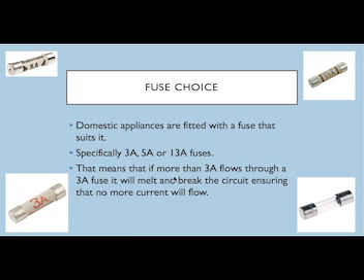So we use different types of fuses. Domestic appliances are fitted with a fuse that suits it. So we normally use fuses that are 3 amps, 5 amps or 13 amps. And that means that if more than 3 amps flows through a 3 amp fuse, then that will be too much current for it. It will melt and break the circuit, and so no more current will be able to flow through.